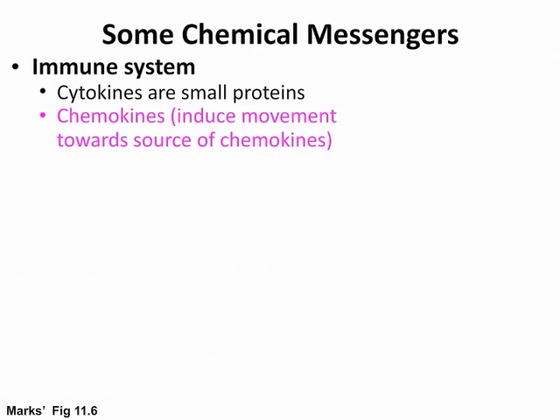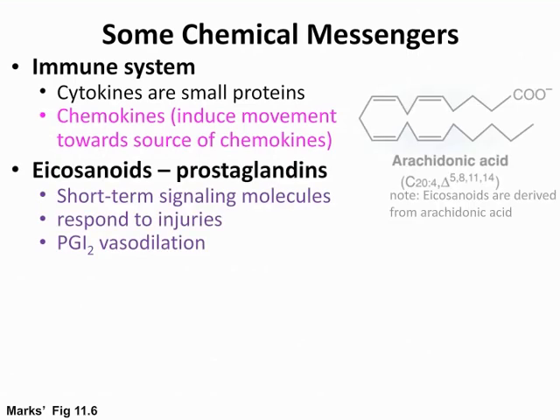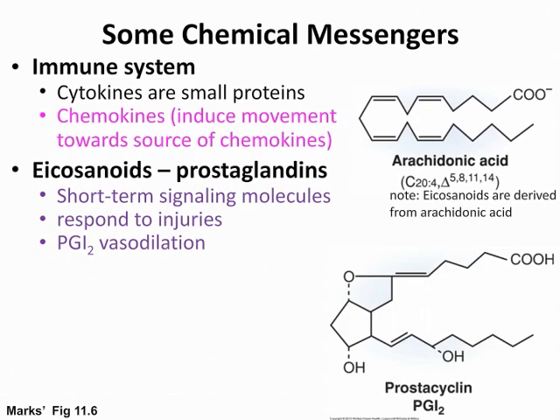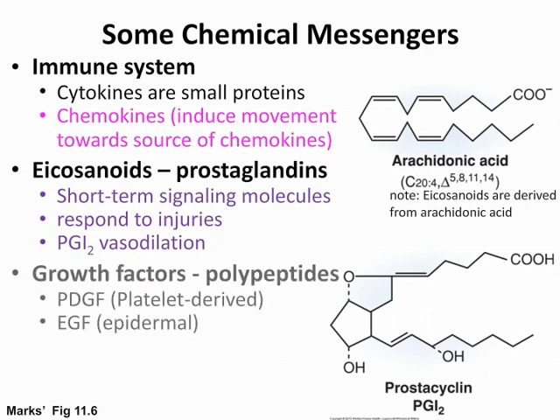So continuing from the previous slide, we have several other chemical messengers. Some are from the immune system, so those are your cytokines and your chemokines. Then we have our eicosanoids, remember your short-term signaling molecules. And then we have growth factors.